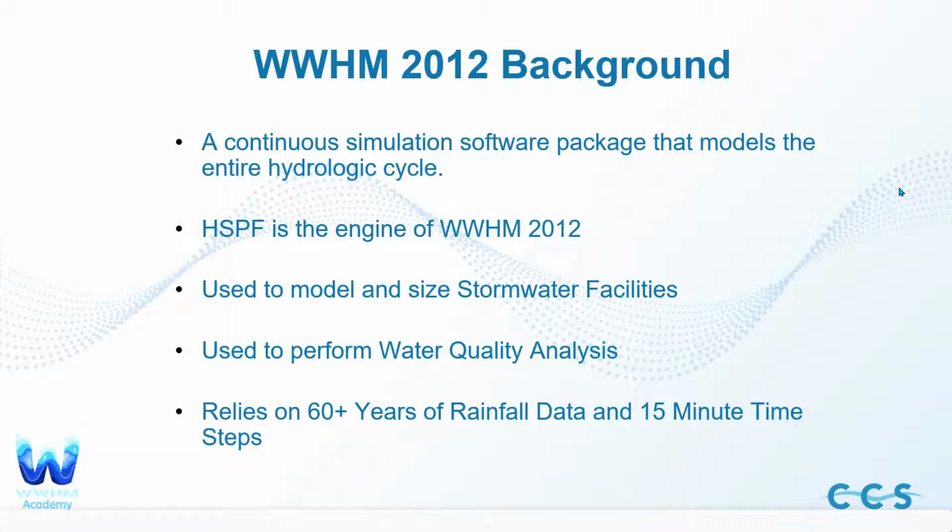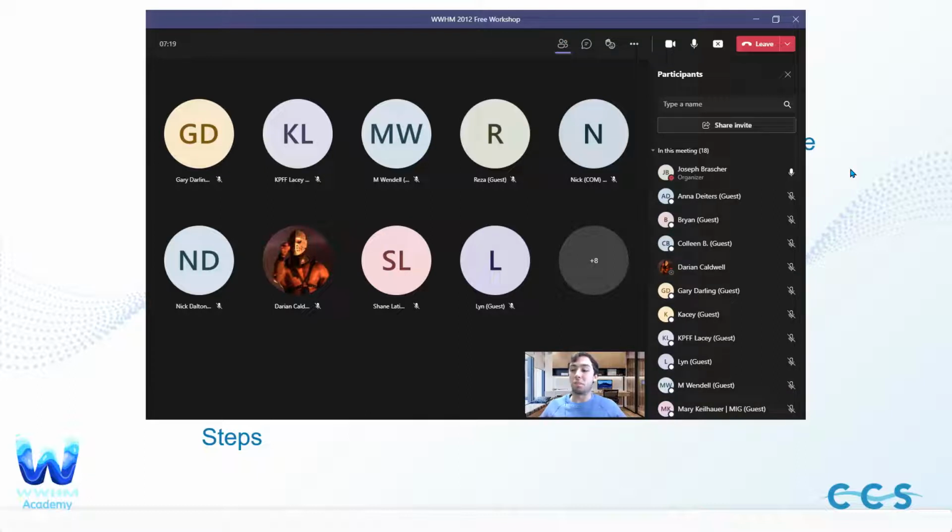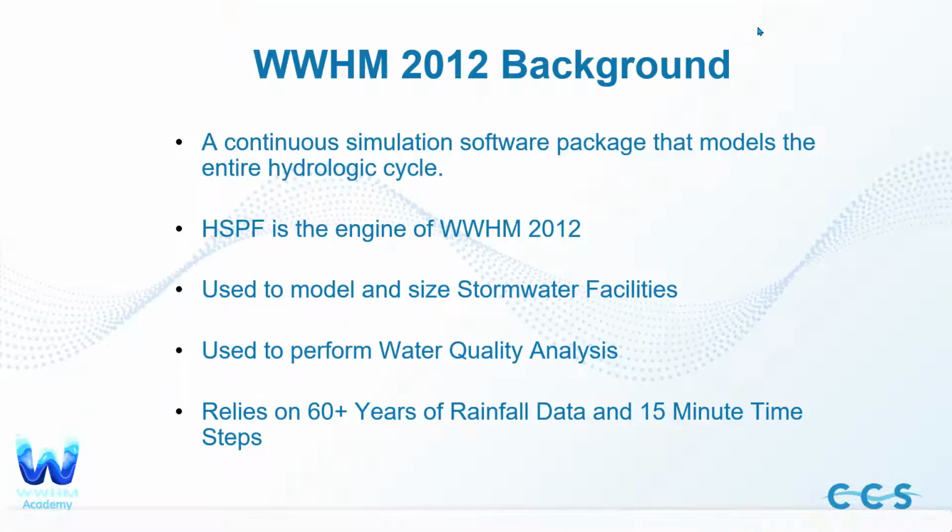So what is WWHM 2012? Well, it's a continuous simulation software package that models the entire hydrologic cycle. Something people might be more familiar with is single event modeling. Single event modeling is almost like a stormwater event completely in a vacuum. Imagine if you just had a land use area where there was no water, no infiltration. It was basically a desert. Some rainfall rained on it, and then a certain runoff comes from that. So we're all familiar with Q equals CIA, right? Where there's a runoff coefficient, an intensity, and then a certain acreage.